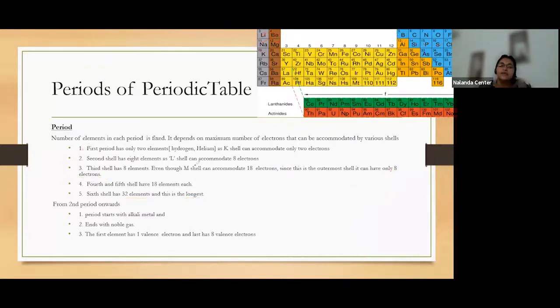From the second period onwards, each period starts with an alkali metal, lithium, and ends with a noble gas. The first group has 1 valence electron, the next group has 2 valence electrons, the 13th group has 3 valence electrons, the next has 4 valence electrons, and so on. The noble gas has 8 valence electrons. We'll come to the first two groups when we study groups.